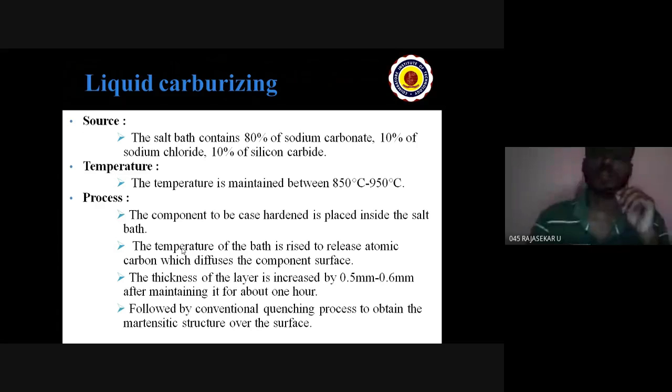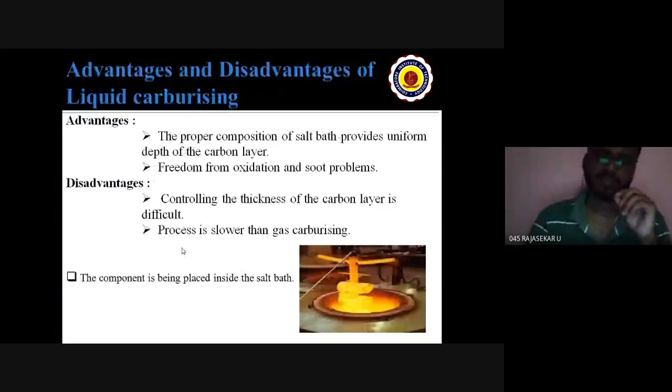The thickness of the layer is increased by 0.5 mm to 0.6 mm after maintaining it for about 1 hour. Then it is followed by a process similar to that in solid carburizing. It is followed by a conventional quenching process to obtain the martensite structure, that is hard structure. Then advantages and disadvantages of liquid carburizing.